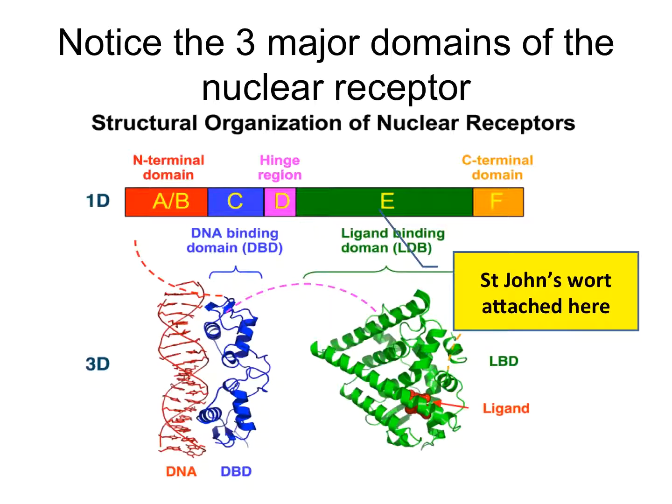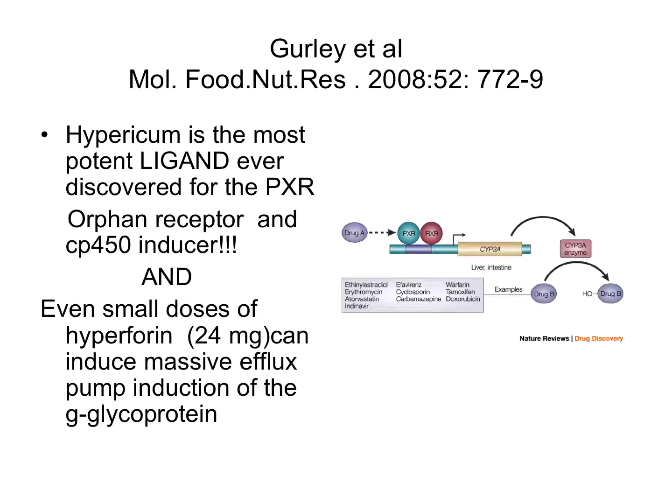This is the major domain where the St. John's wort attaches, right here. This is the nuclear receptor right here, and it attaches to this ligand right here. And then they found out that Hypericum is the most potent ligand ever discovered. It virtually just turns this on hugely, the CYP systems, and it's the most powerful inducer of those efflux pumps, the p-glycoprotein pumps. Apologize for the typo.